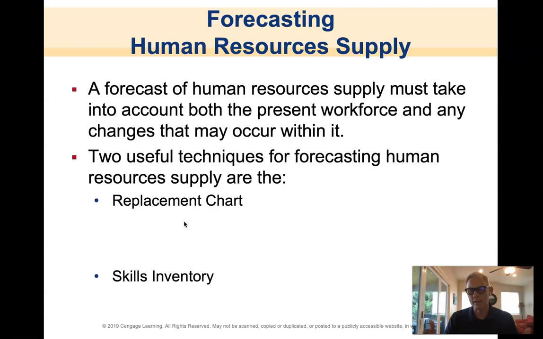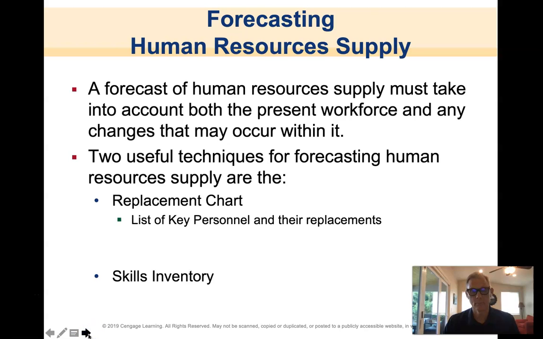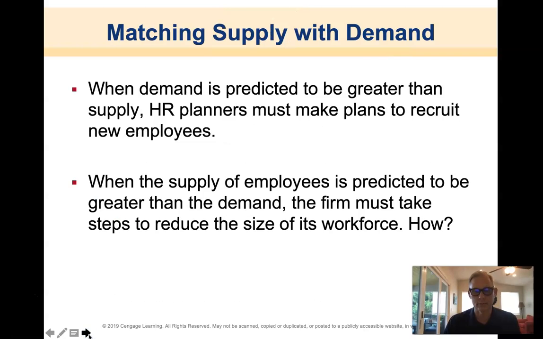Skills inventory, those are the key skills that are needed to keep my company going. If I have a big manufacturing facility and I have a specific machine, I need to make sure that multiple people are trained on that machine, so in case somebody leaves, somebody else can jump right in and take over. So understanding what are the vital skills to the organization and who has those skills. So the replacement chart, again, is a list of key personnel and their replacements, and the skills inventory is a database of current employees and their skills.